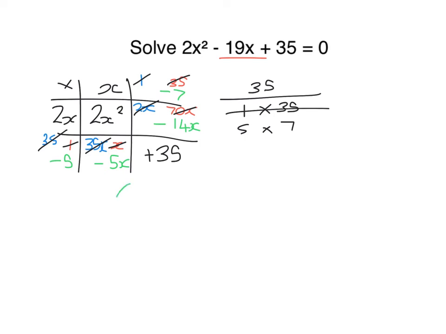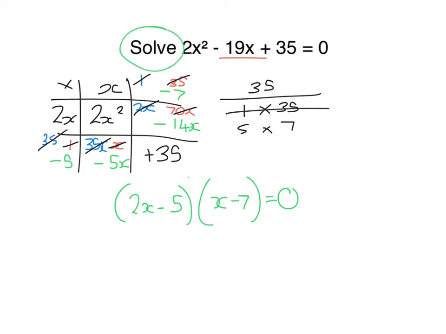So my answer therefore is 2x minus 5 and x minus 7 is equal to 0. I haven't finished because we need to solve it. So I'm going to put each of those things. We know that if two numbers multiplied together give 0, then either this is 0 or this here is 0. So either 2x minus 5 is equal to 0 or x minus 7 is equal to 0, and they're just two little balance methods.